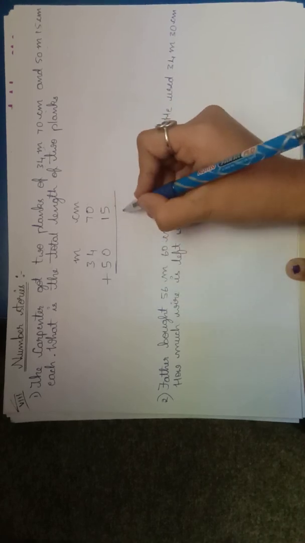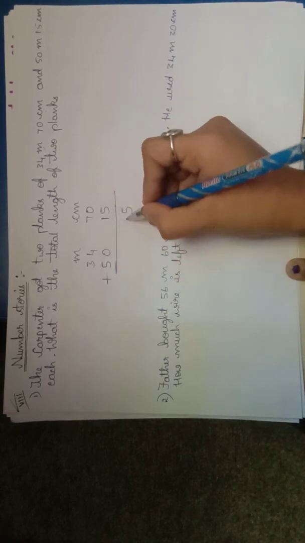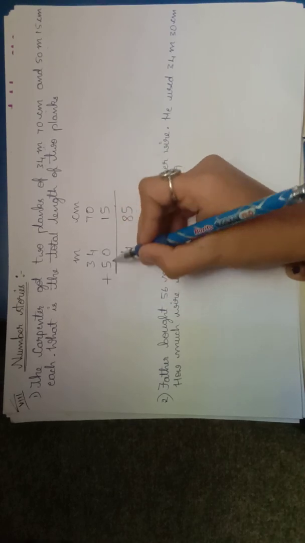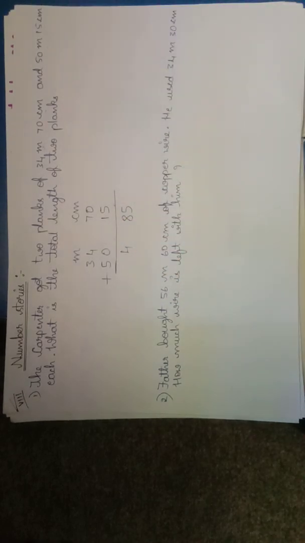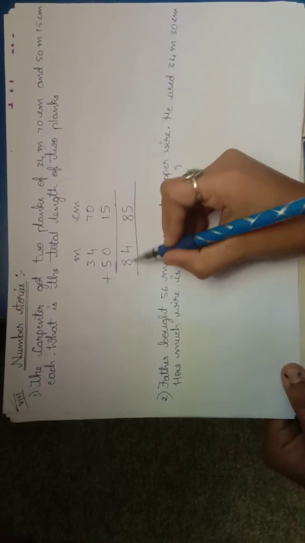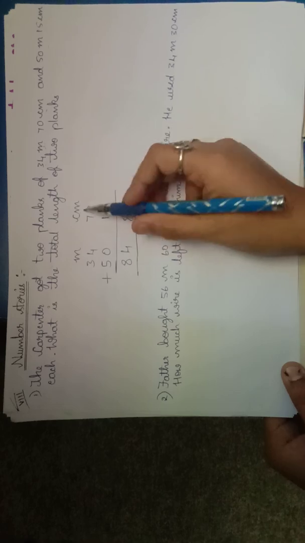0 plus 5 gives you 5. 7 plus 1 gives you 8. Move on to meters. 4 plus 0 gives you 4. And 3 plus 5 gives you 8. So totally he bought 84 meter 85 centimeter of 2 planks.